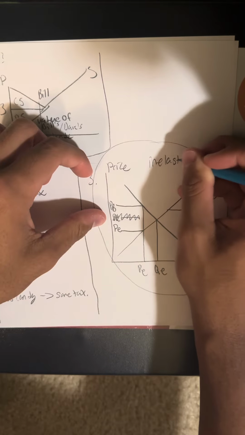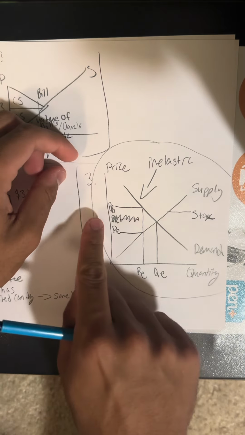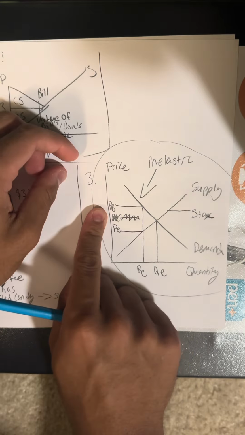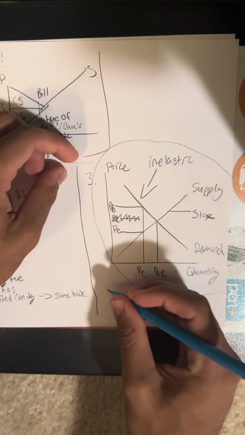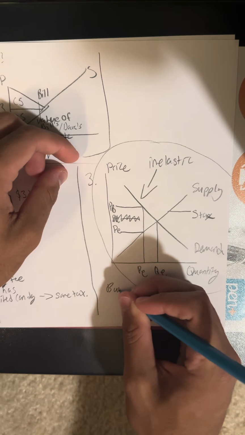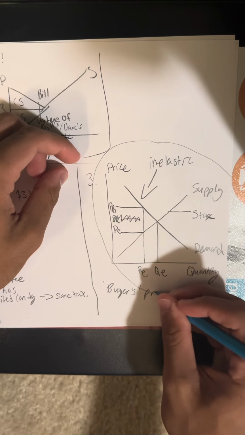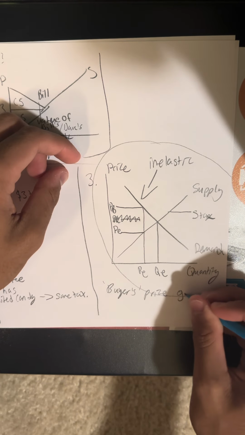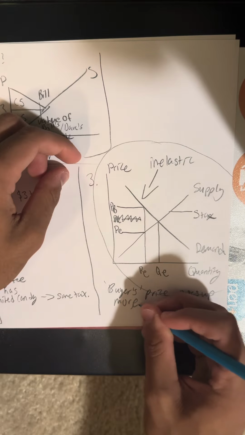Now, based on my graph, buyers pay a greater portion of the tax. You can see my demand curve is relatively inelastic, which means buyers don't change how much they buy, even when the prices increase. They still need it. So when the tax is added, the price buyers pay, PB, goes up a lot, while the price sellers receive, PS, only goes down a little. That shows buyers are taking on most of the burden.